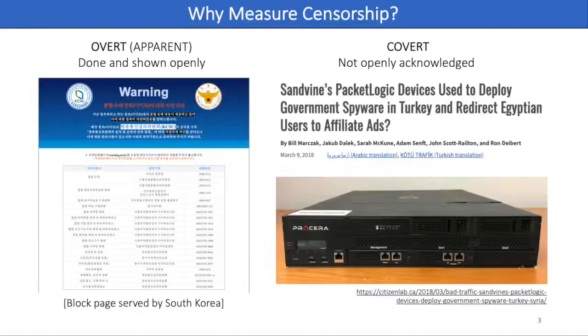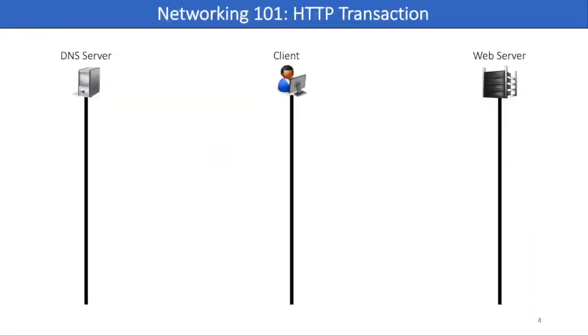But we have a lack of understanding of the behaviors of censors, thus we need a tool to monitor the extent of censorship. The monitoring will allow us to understand the behavior of censors, and this understanding will help us to defend against it. So how do censors block user access to web content?